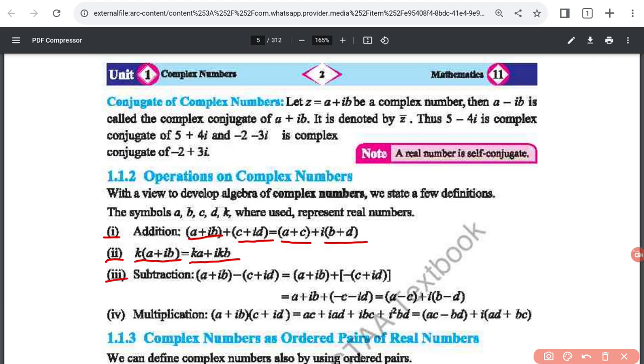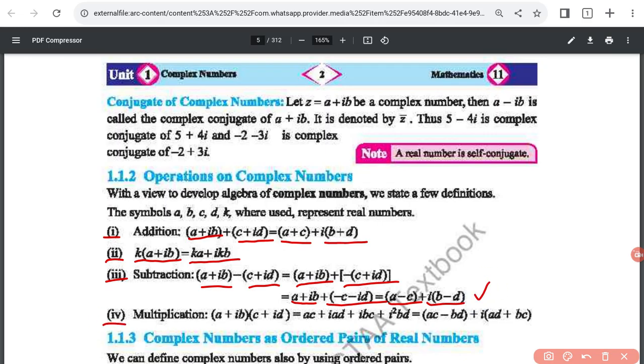If we move on to the third one, the subtraction: a plus iota b minus c plus iota d is always equal to a plus iota b plus minus into c plus iota d. Then we can simplify this one: a plus iota b plus minus c minus iota d, then a minus c plus iota into b minus d. So we can simplify this one.